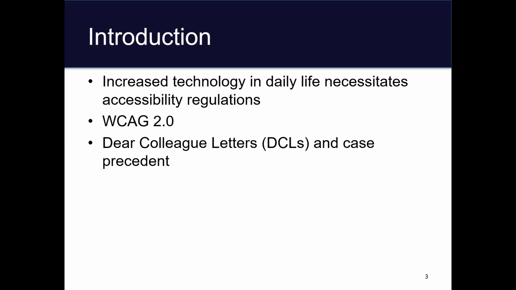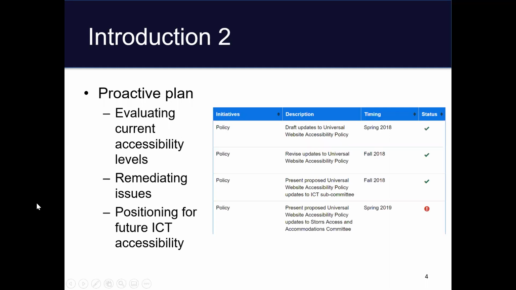The Dear Colleague Letters guidance was borne out in cases against the University of California at Berkeley, Harvard and MIT, and Miami University of Ohio. Numerous other institutions also received notice of complaints filed with OCR and entered into resolution agreements. So drawing on these precedents, an organization's proactive plan involves steps for evaluating current accessibility levels, remediating issues, and positioning for future ICT accessibility. So the key idea that I really want people to take away from this is that you need a proactive plan.